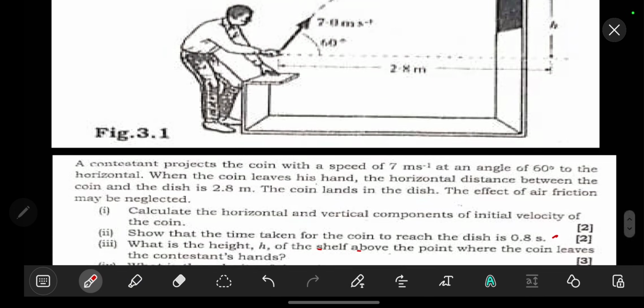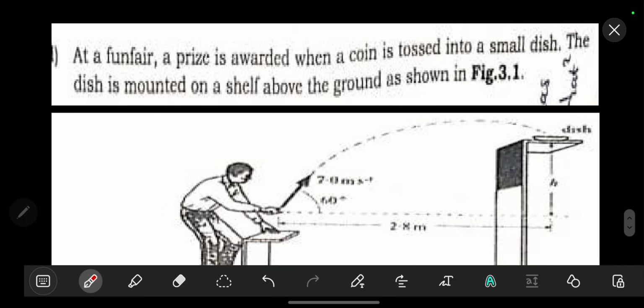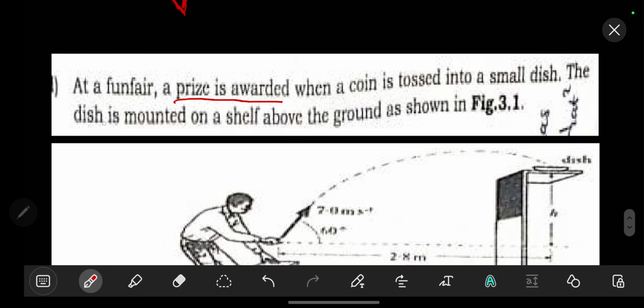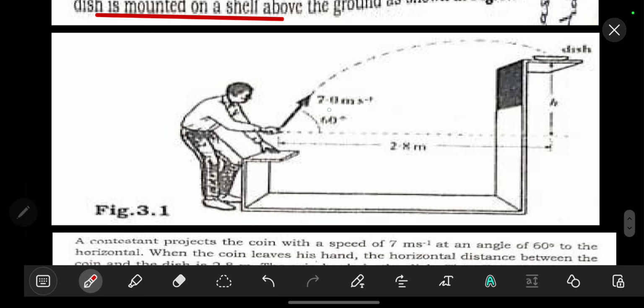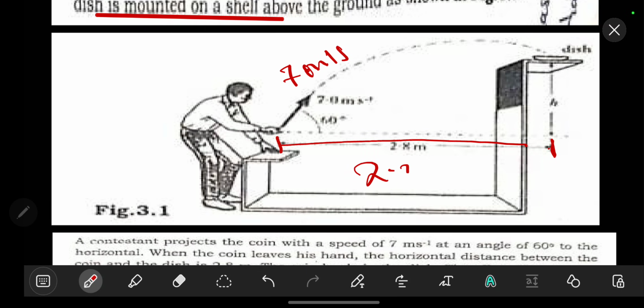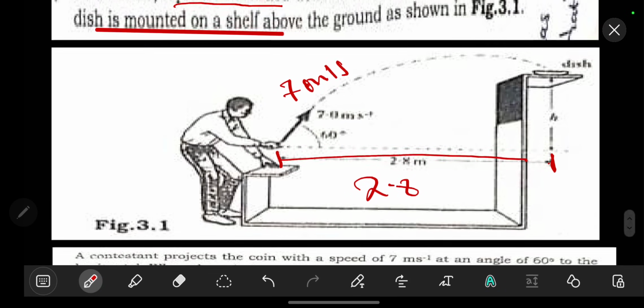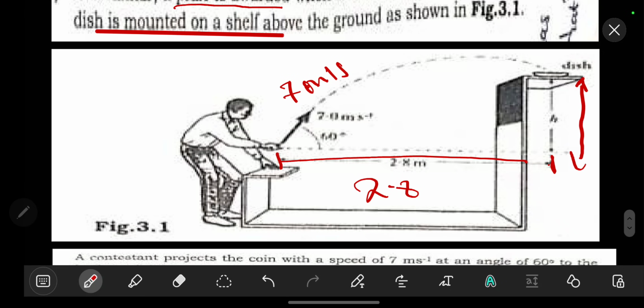So let's say we have this question. It says that at a funfair, a prize is awarded when a coin is tossed into a small dish. The dish is mounted on a shelf above the ground as shown in figure 3.1. The velocity of projection is 7 meters per second. The range, which is the distance in the x from where the person is to where the dish is, is 2.8. Then we have the height, which we do not know the value of, which is our height h.